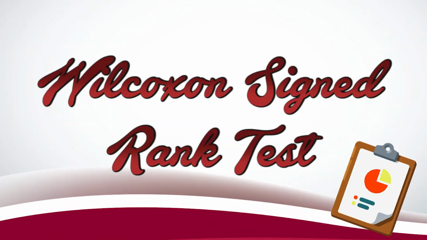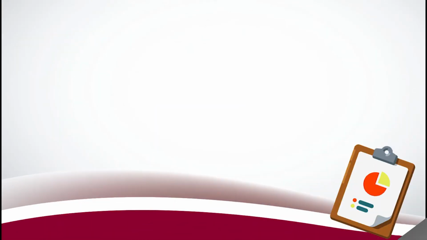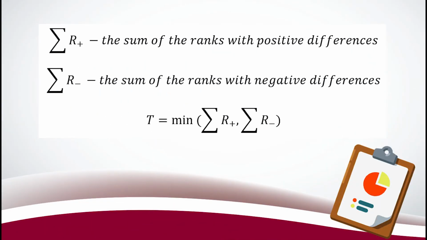Wilcoxon signed rank test. It is another nonparametric test that can be performed on two related samples that are independently drawn from the same population. Here we assume that the distribution of differences is approximately symmetric around zero under the null hypothesis and comes from a continuous distribution. Therefore, the test statistic is the minimum of the sum of ranks with positive differences and the sum of ranks with negative differences. In this test, it can be normally approximated when the sample size n is greater than or equal to 20.